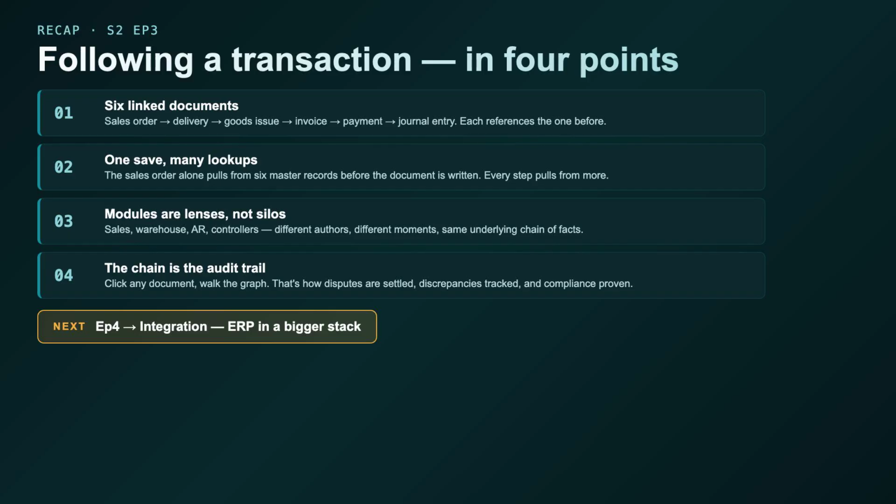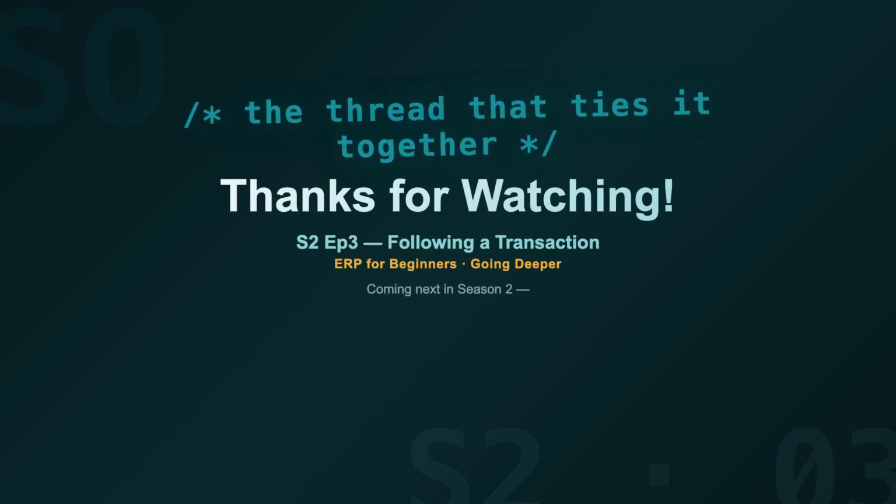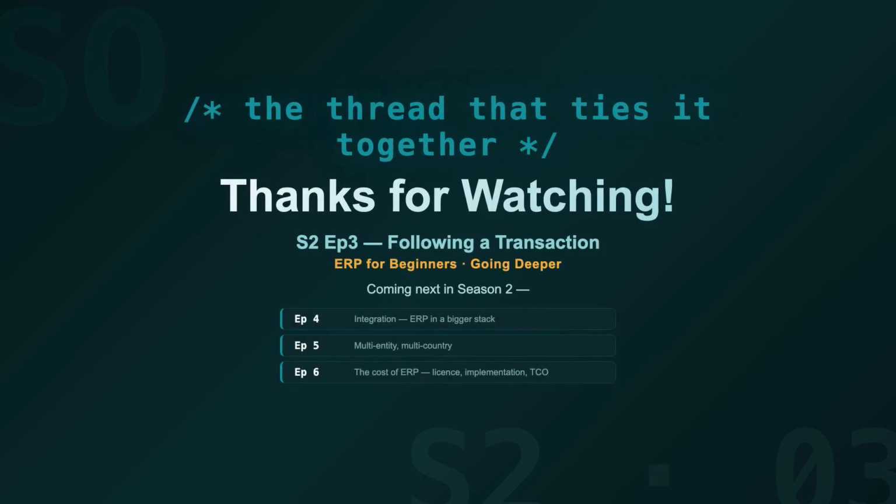Up next, Episode 4, Integration. That's episode 3 of season 2. Episode 4 looks at where the ERP ends, the boundary between it and every other system in the stack. Why integration is where most enterprise complexity actually lives.